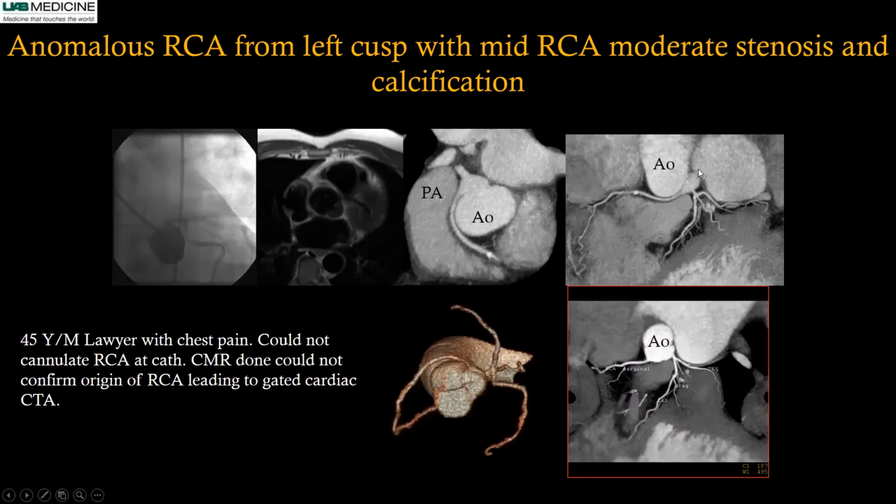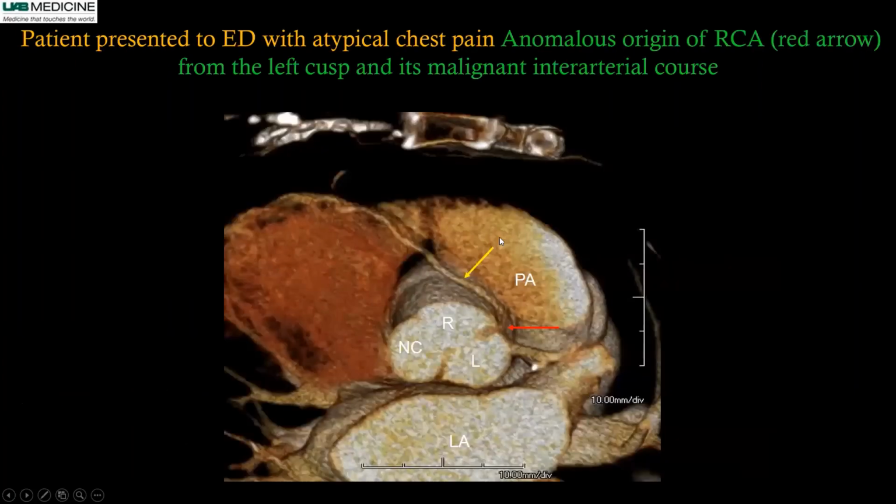This is a different way of looking at it. This is called the spider view. This is a normal one at the bottom, with the right cusp and left cusp, and here are the right coronary and left coronary arteries. But in this patient, the right cusp was empty and the right coronary artery was arising from the left cusp, in between the two vessels. A nice 3D reconstruction, volume rendered image. This patient underwent surgery afterwards.